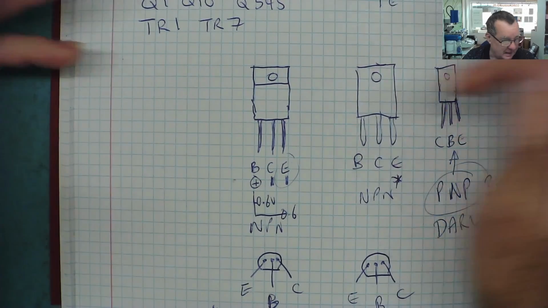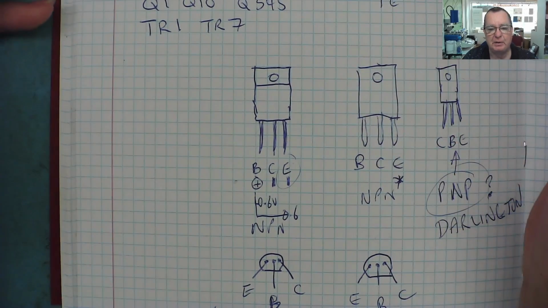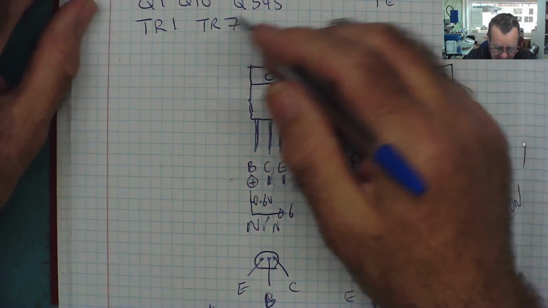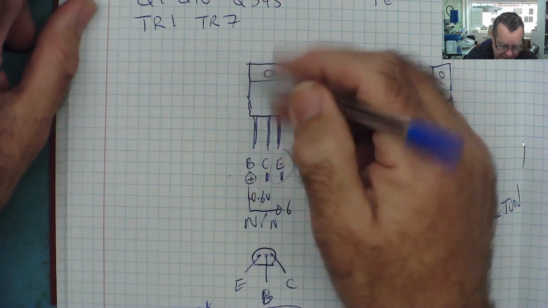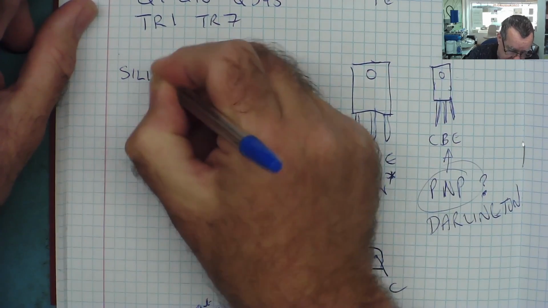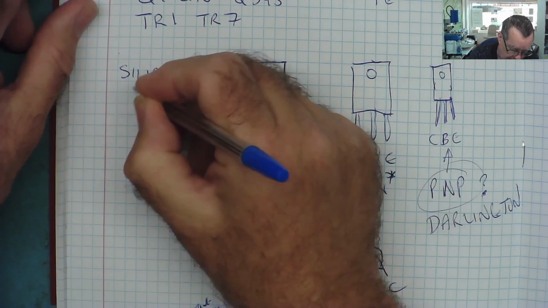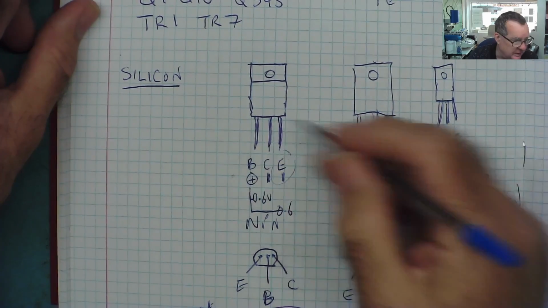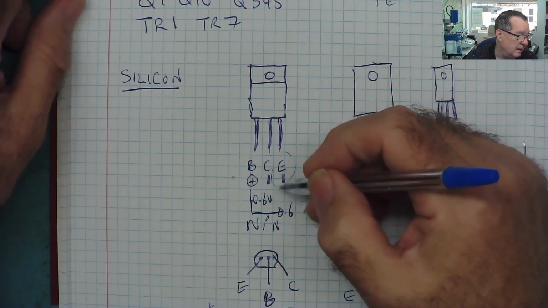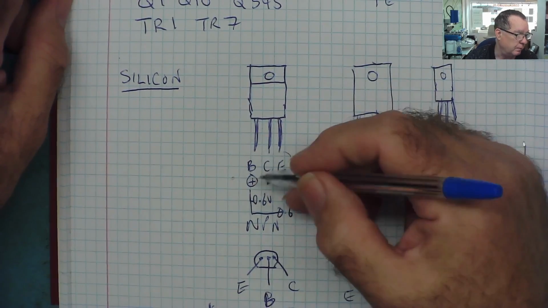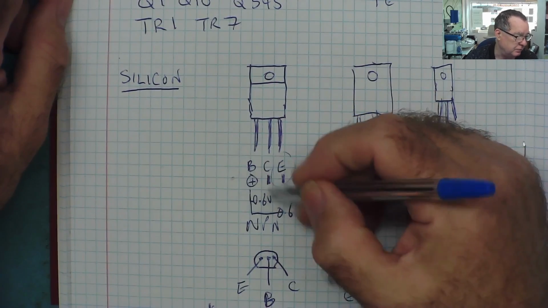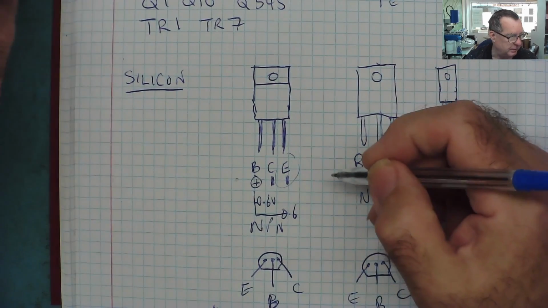I'll just mention now, seeing this as everything you need to know about transistors to fix stuff. These transistors we've been discussing are silicon transistors. And they have, as you can see with the test meter when we're measuring, these voltage drops across the semiconductor junctions of about 0.6 of a volt, roughly speaking.